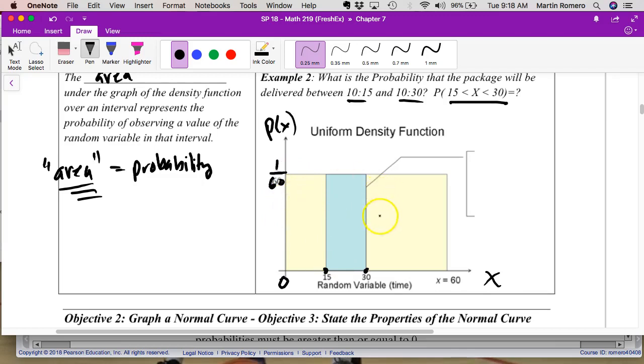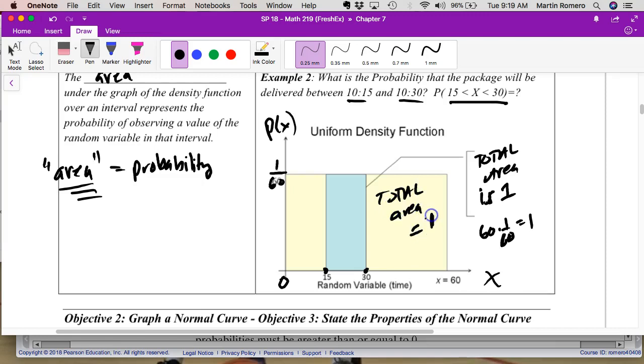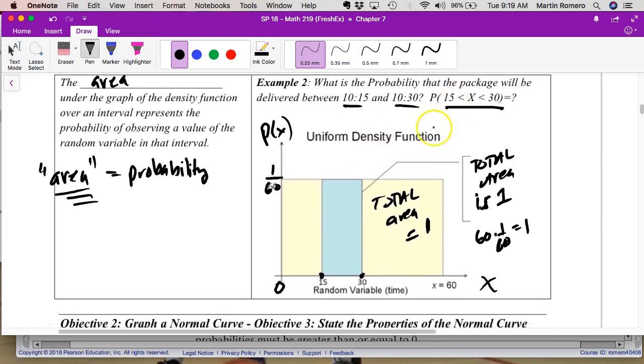Well, we know the total area underneath the curve, the total area has to equal 1. And then since we know this here is from 0 to 60 is 60, this has to be 1/60, because 60 times 1/60 equals 1. So this total area equals 1. And so to answer this question, what is the probability?